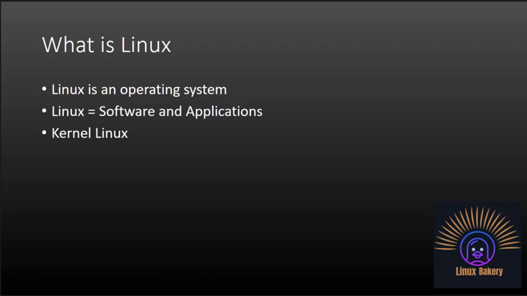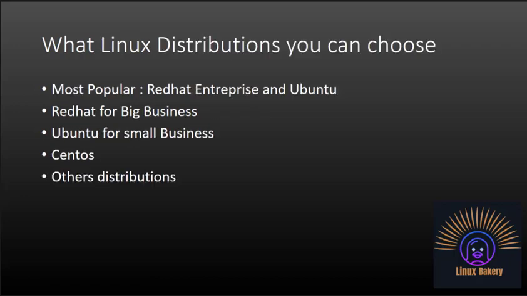So what is common between Linux distributions? It's the Linux kernel. It's the core of the operating system, and it comes between the application and hardware. The most popular Linux distributions are Red Hat, which is the paid version, and Ubuntu, the free version. Red Hat is used by big companies like insurance and banking, Ubuntu for small business.